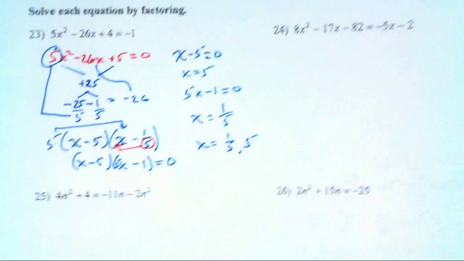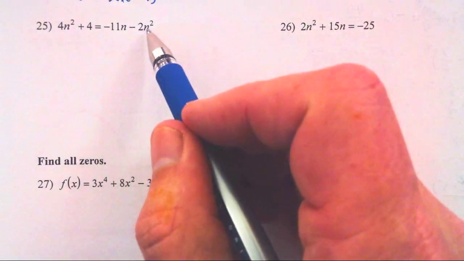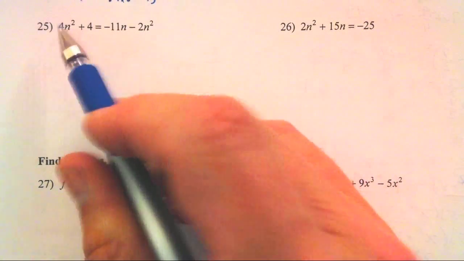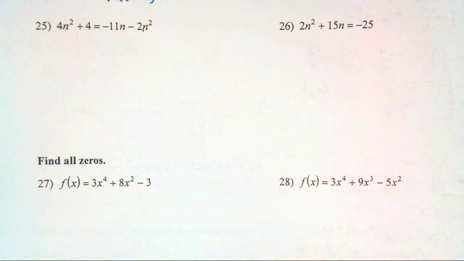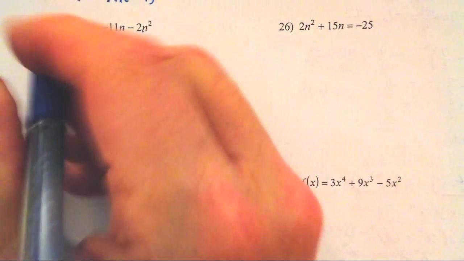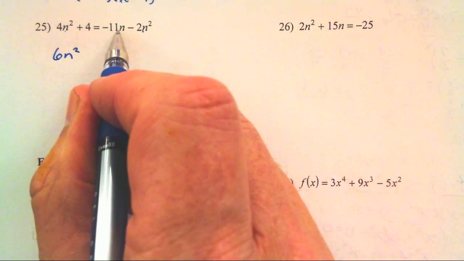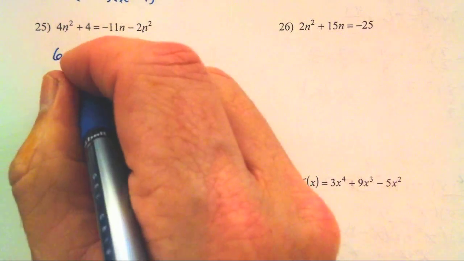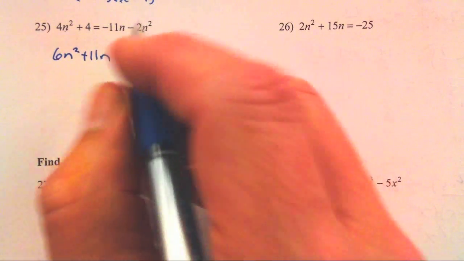So that's our process. Let's take a look at 25. I want to get my n's on one side, and I want them to be my n squareds, and I want them to be positive. So I'm going to add 2n squared to this side. I don't necessarily want them to be on the left, it's just that in this case, that's where my positive n squareds would end up. So I get 6n squared. I want my n's next. I have to add 11 n's to both sides. Plus 11 n's. I've got a plus 4.